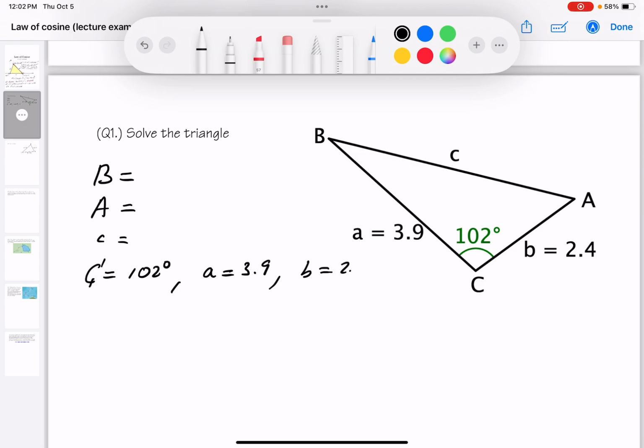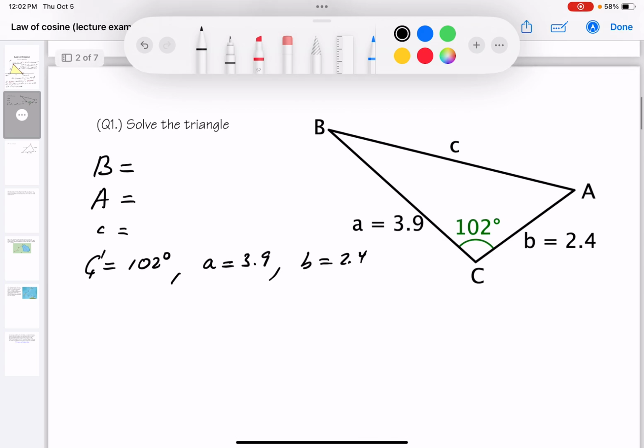It's going to be 2.4 units long, all right? So what you're going to do now is try to figure this out. I'm going to use the law of cosines. What I'm going to put over here is c squared, that's side C, is equal to, now I'm not going to write down a which is 3.9. I'm just going to write down a squared.